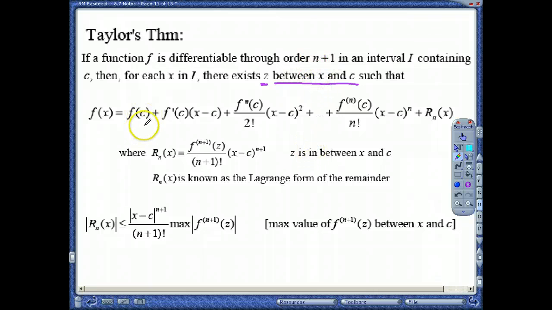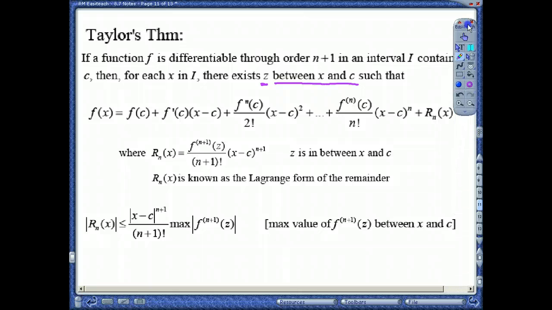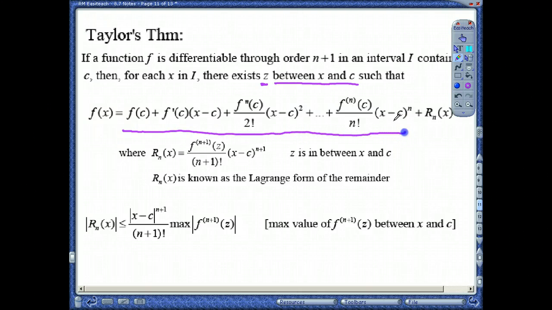Now, remember that f of x is equal to your Taylor polynomial plus that remainder. So this right here is your Taylor polynomial, and there's our remainder. Well, that remainder is what I really want to find. So R sub n, that remainder, is going to be that next term in that Taylor polynomial.